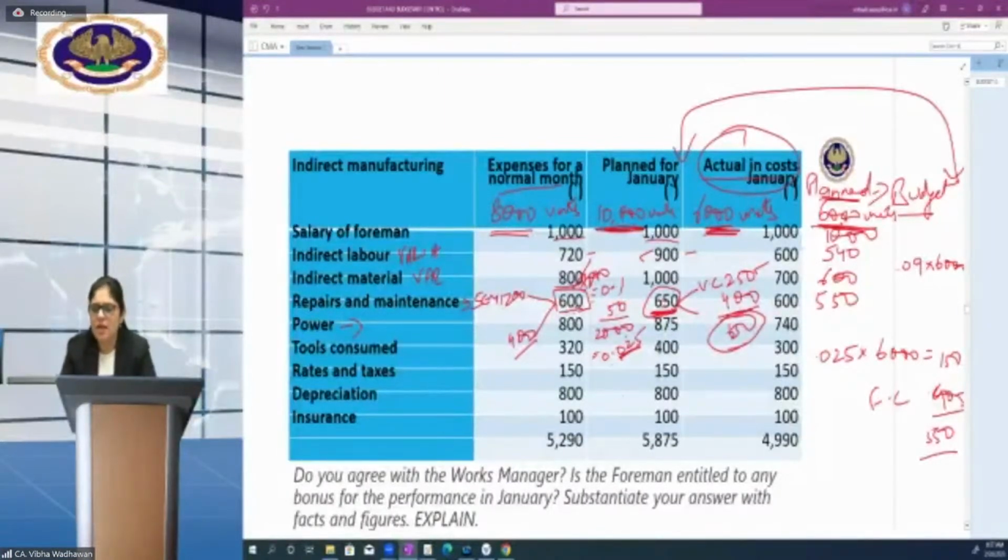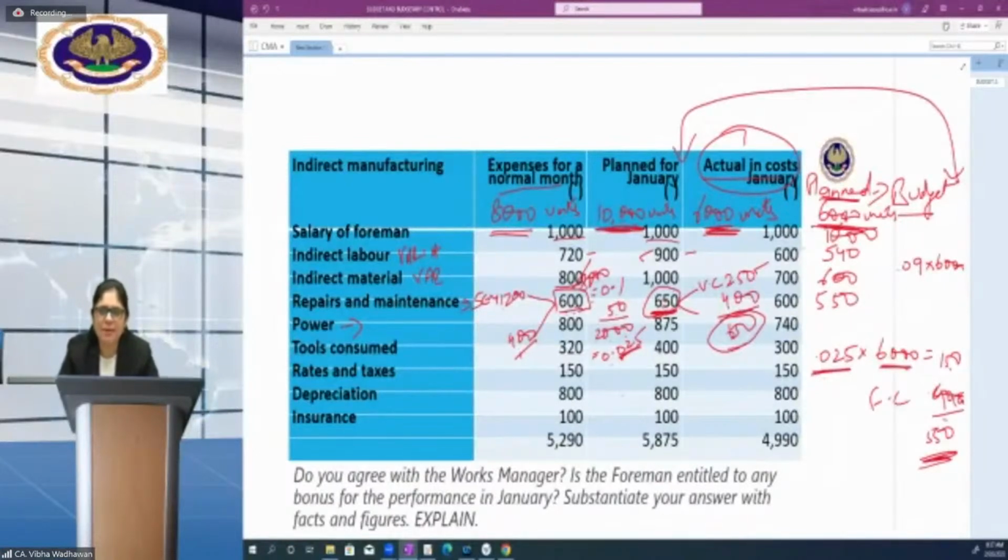How did we do it? We calculated the variable cost per unit as per the split method: difference in cost divided by difference in units. The variable cost per unit is 0.025. Variable cost is 0.025 into the number of units, and the fixed cost is 400. Variable cost is 150. Fixed cost will remain 400 for every level of activity. 550 is the cost for 6,000 units of repair and maintenance.